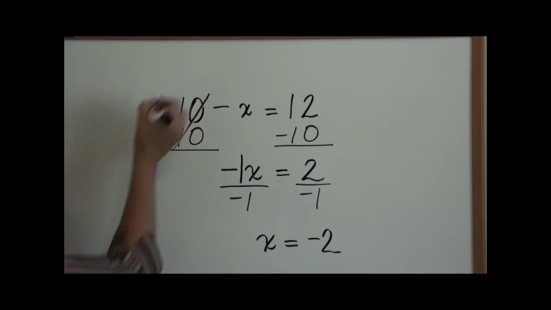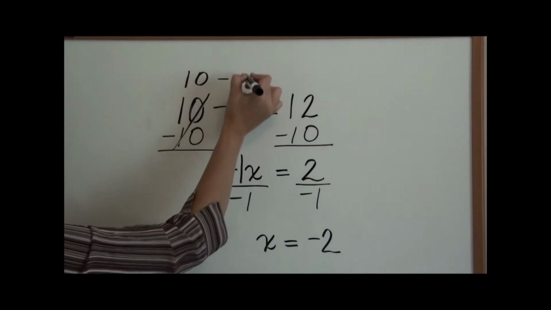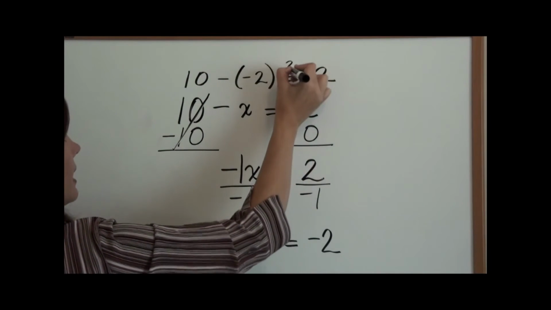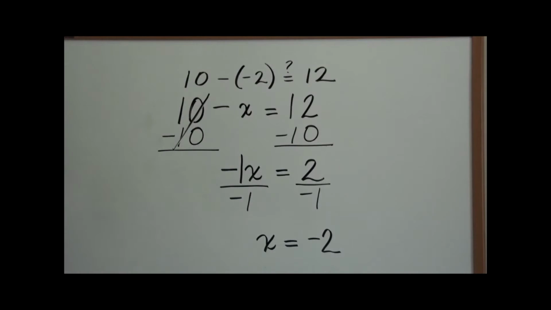into the original equation. We would have 10 minus negative 2 equals 12. And we're asking if that's true. Well, 10 minus negative 2 becomes 10 plus positive 2. So yes, 12 equals 12. It works. That is our solution.